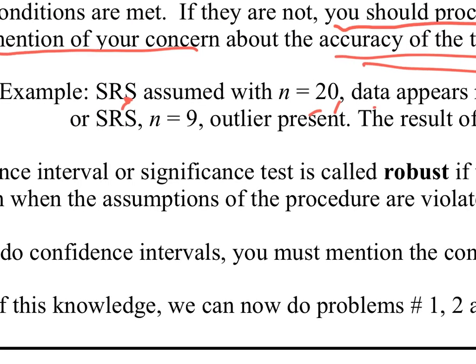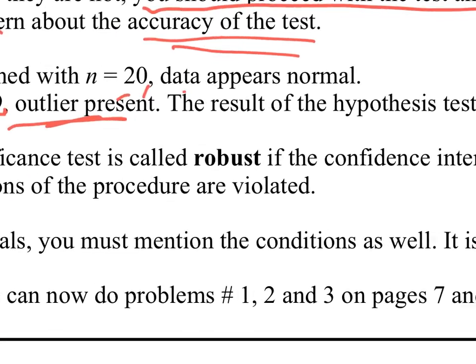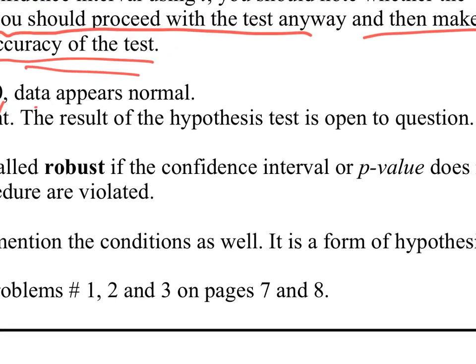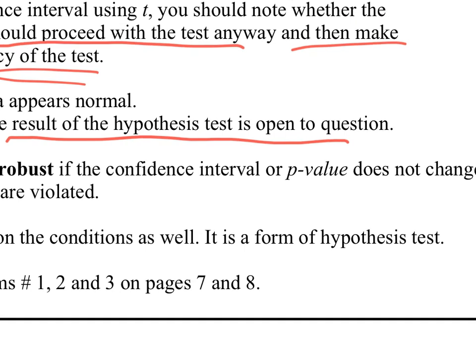What would you do with that one? Would you run it? Yes. What if it's an SRS and n is only 9 and there's an outlier present? Would you run it? Yeah. No. Just mention it. We're talking about for reality. Oh, reality. No. Now, you will run it for your test and you will run it for your class, but you will also say, the result of this hypothesis is open to question.